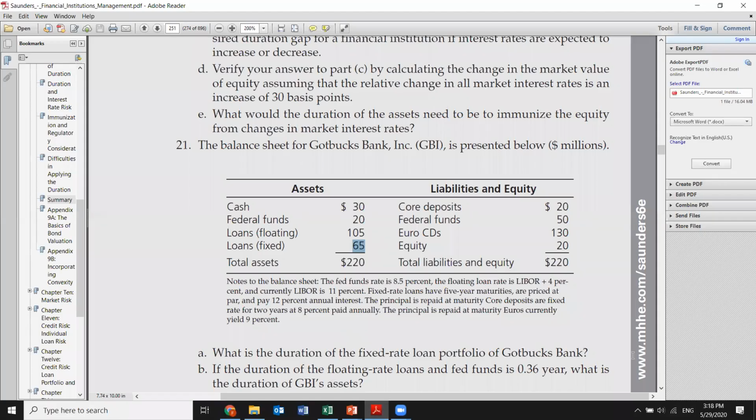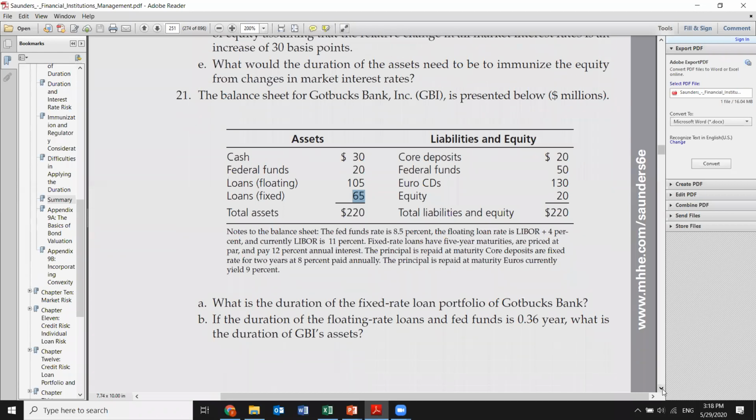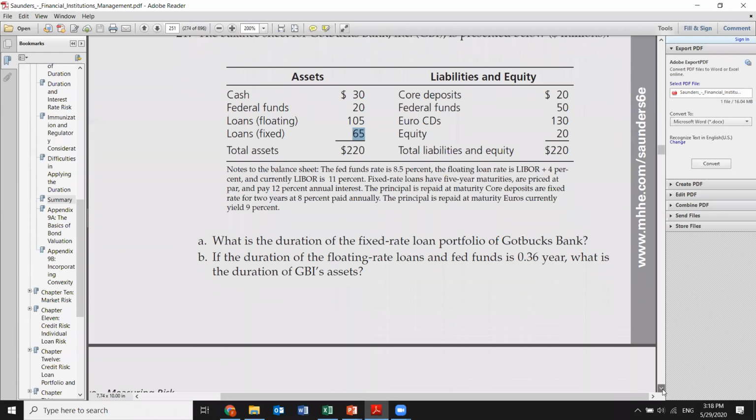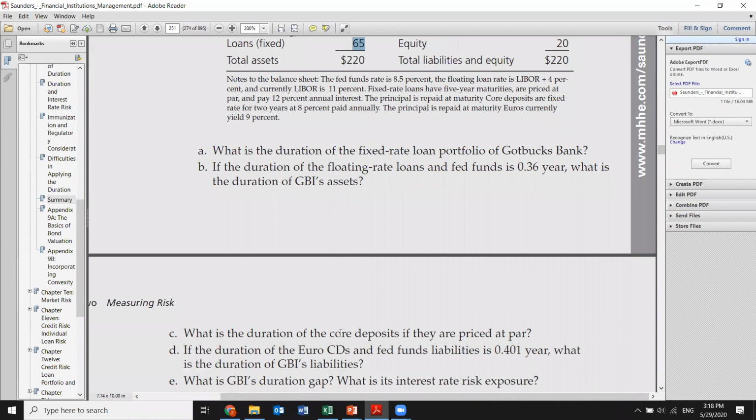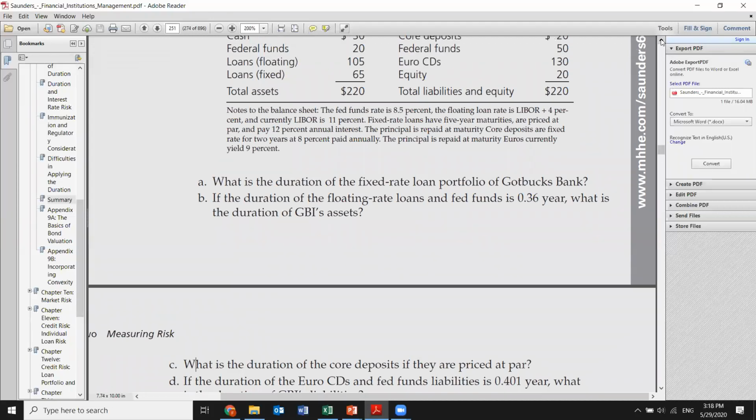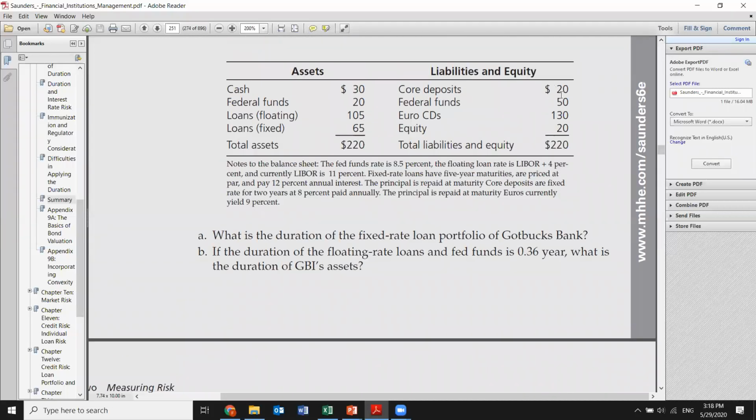Okay, now this was part B. I guess part C will ask what is the duration for the liabilities. Yes, duration for the core deposit if they're priced at par. So we need to calculate the duration for the core deposits. And in part D, we're going to calculate the duration for liabilities. So core deposits are here and their price, the core is $20. And the information about the core deposits is given here.